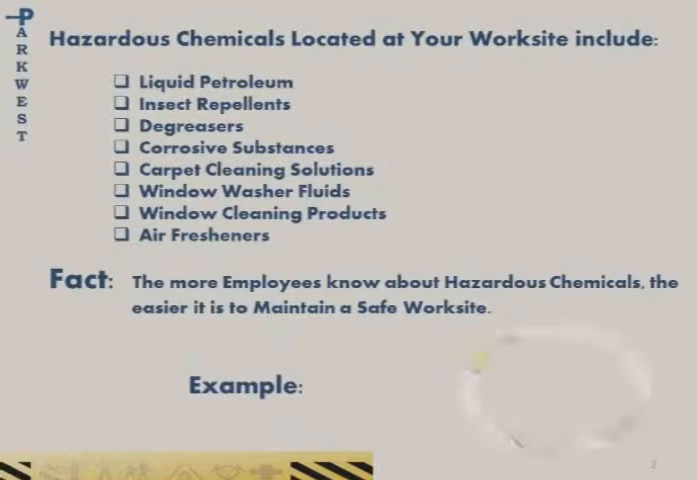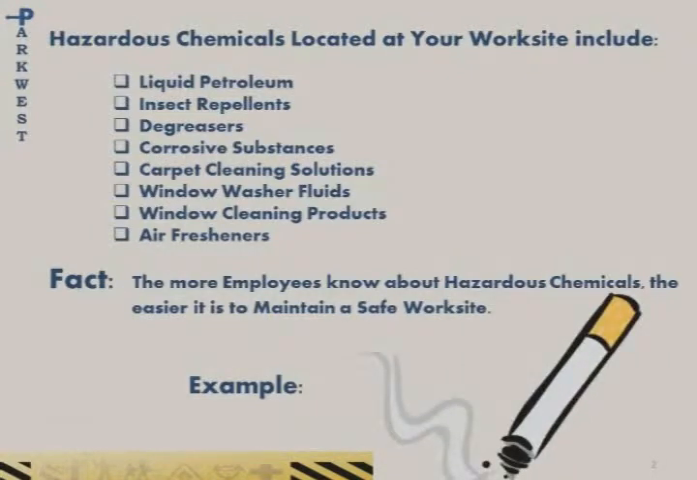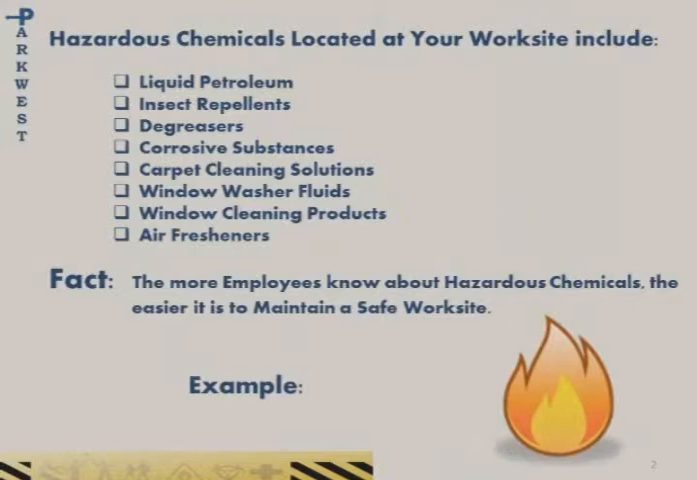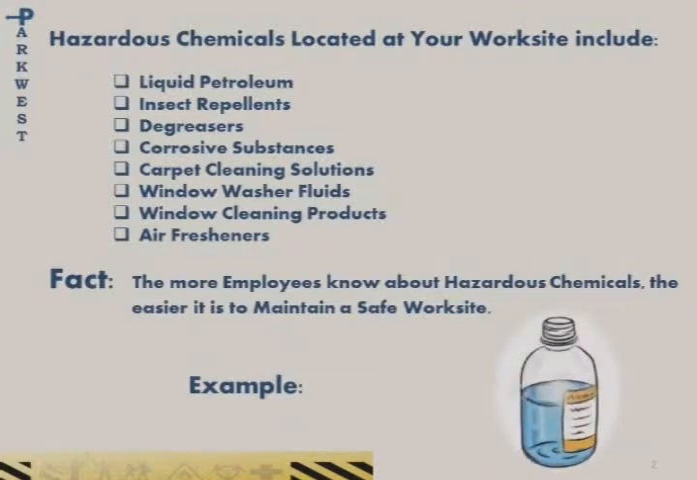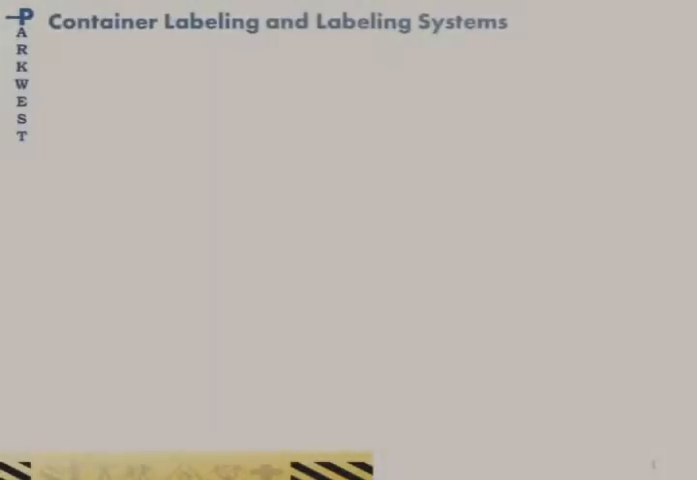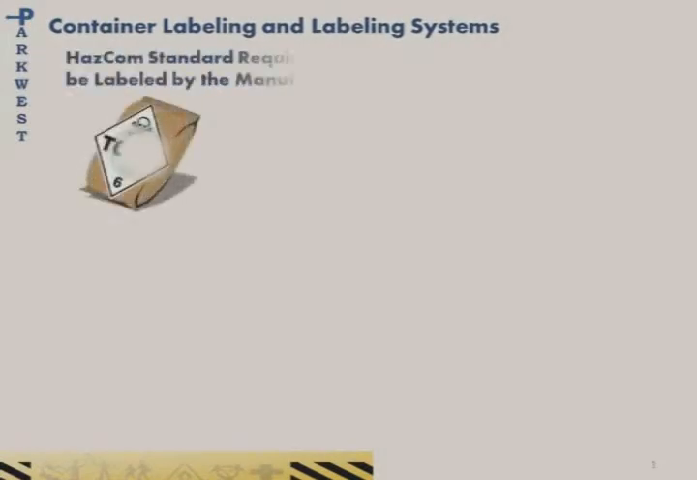For example, an employee used hand sanitizer, then lit a cigarette. His hands were immediately engulfed in flames because the alcohol in the hand sanitizer was not allowed to dry. Most workers identify chemicals and their hazards by reading the container labels.